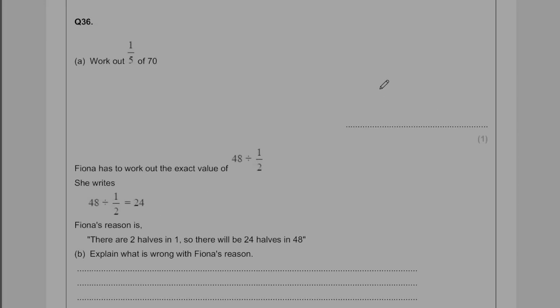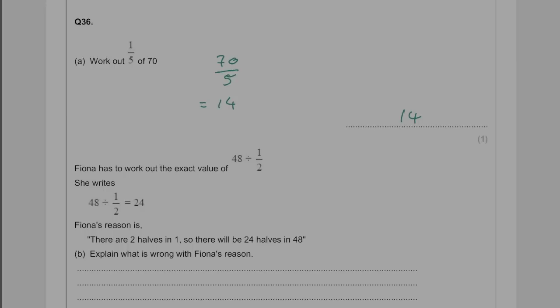Okay, 36. Work out 1/5 of 70. So that's going to be the same as 70 divided by 5. 70 divided by 5 is going to be equal to 14.